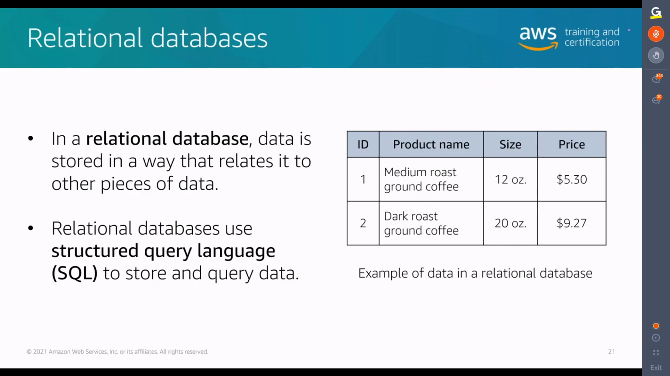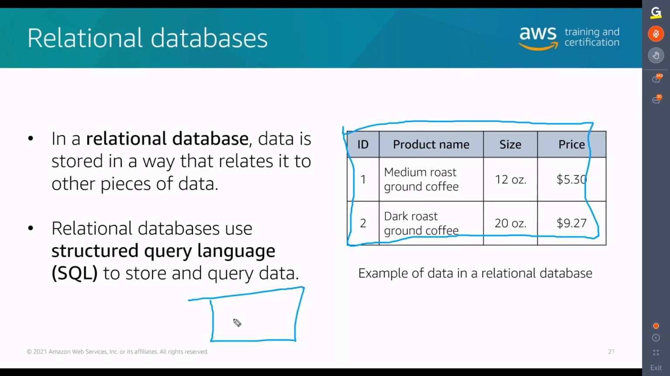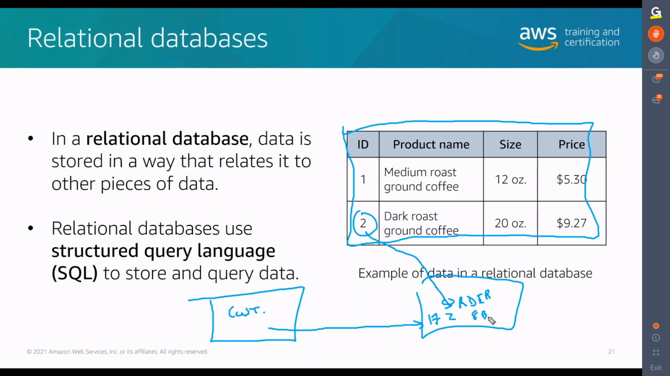So like I said, a relational database is going to have a series of tables. This table is products. Maybe we have another table with customers in it. Maybe we have another table with orders in it, right? And maybe, I don't know, customer number 17 ordered this dark roast ground coffee, and they ordered, I don't know, 8 bags of it. All right, so maybe we have a table that stores the order, and you can see how the tables are related to each other, right?